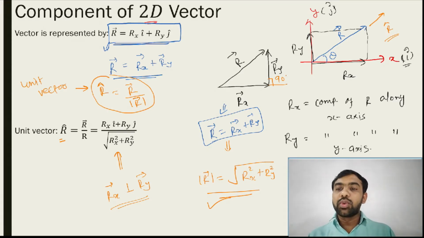If you have any vector in 2 dimensions, x and y, y and z, or z and x, then you just write it in this form, okay? And that is the basic study of the 2D vector. That is the basic study of a 2D vector.